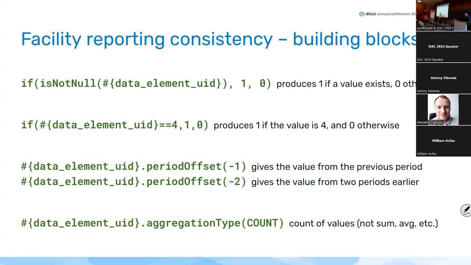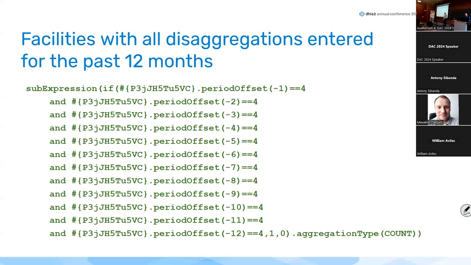And finally, one more thing. As we said, you can use the aggregation type count. So if you want to just get a count of data element values, we don't care what the value is. And for data element completeness, that's usually what you want to know. How many data values for that data element are in the query. So here's a full-blown expression you can use in the numerator or the denominator, as Scott was saying, of an indicator. If you want to answer the question, what facilities had all the disaggregations entered in all of the past 12 months? Now, this assumes that you have a data element with four disaggregations.